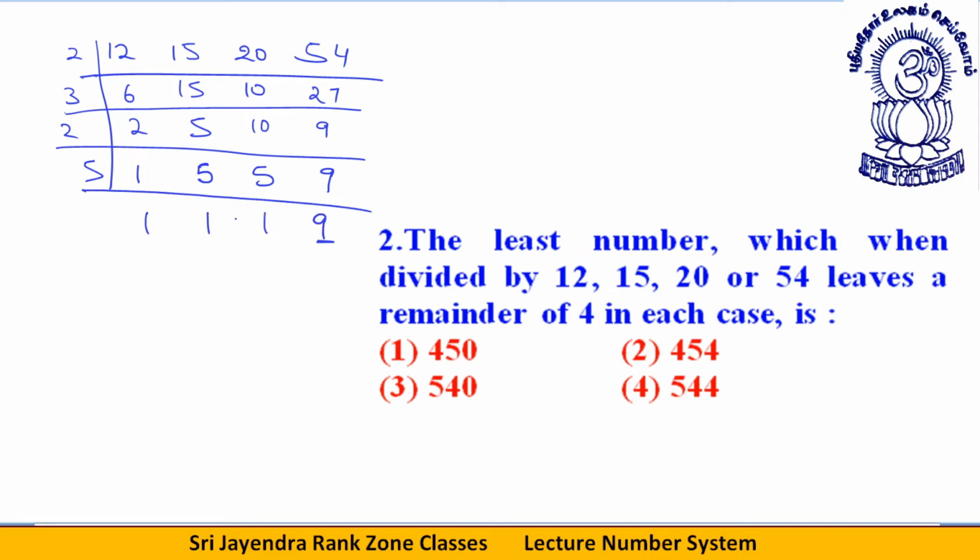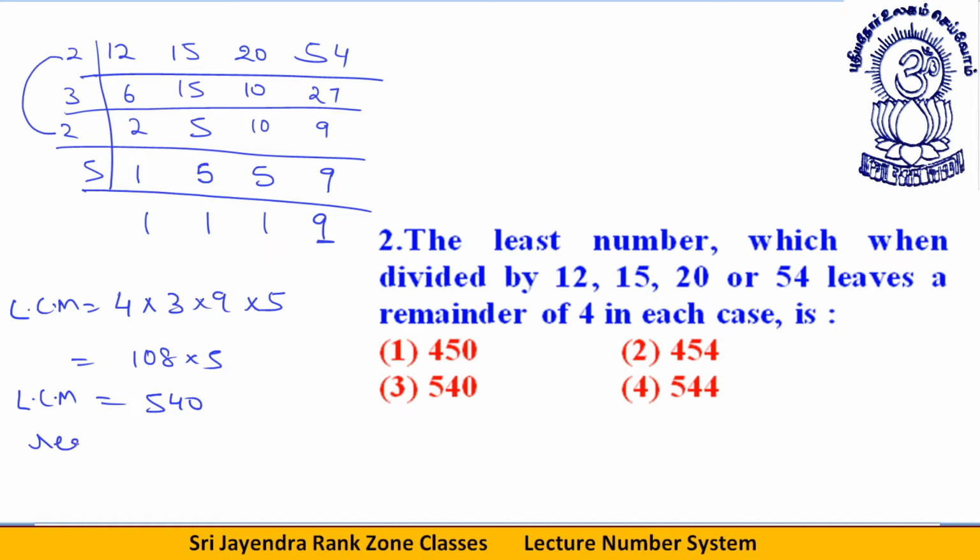This is also the LCM. This way also you can find the LCM. So the LCM is 2 into 2, 4 into 3 into 9 into 5. That will give you what? 12 into 9, 108 into 5. You get 540 as the LCM.